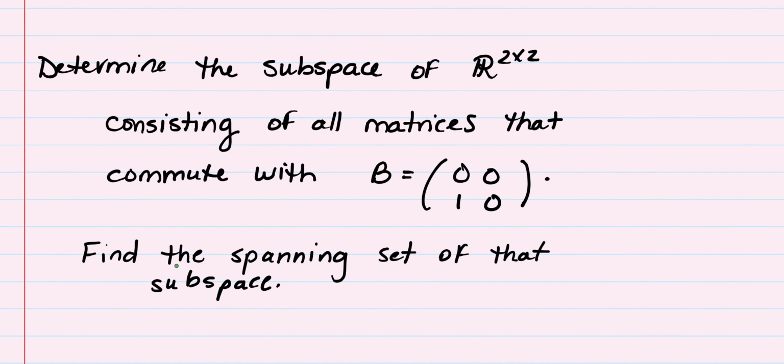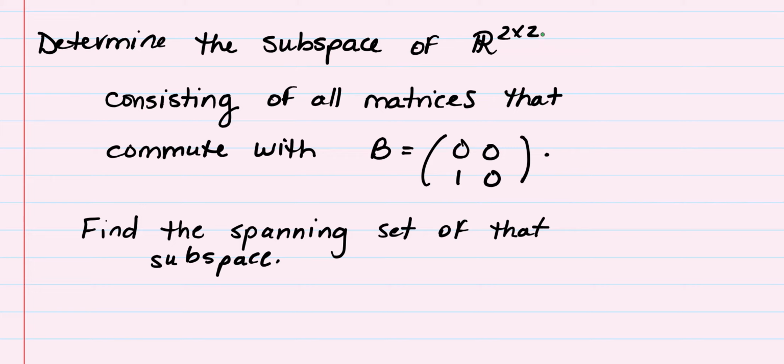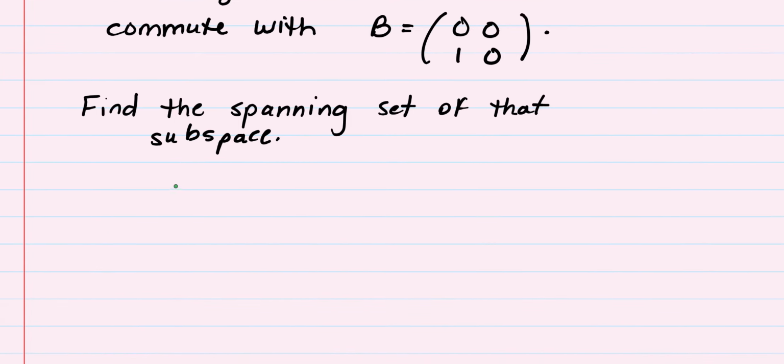Let's try another problem. Let's find the subspace of R 2 by 2, so the 2 by 2 matrices, consisting of all matrices that commute with this matrix B, which is 0, 0, 1, 0. And then when we find the subspace, we want to find the spanning set as well. Okay, so when we say commute, we mean commute with respect to multiplication, because all matrices commute with respect to addition.